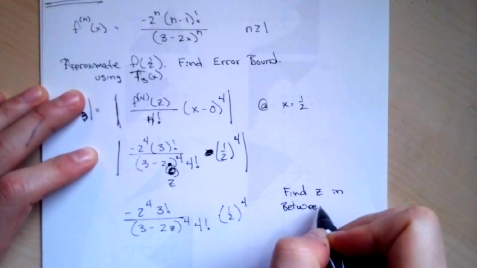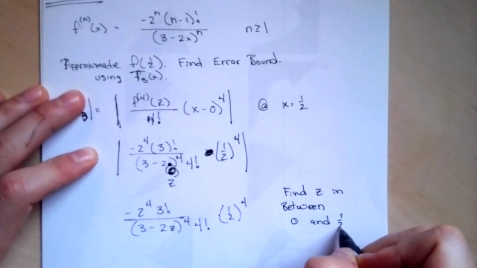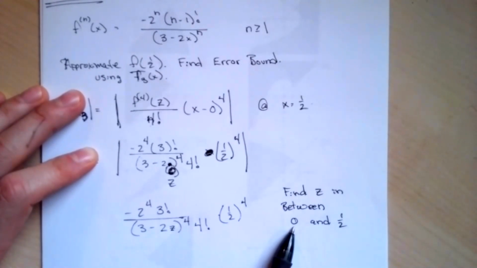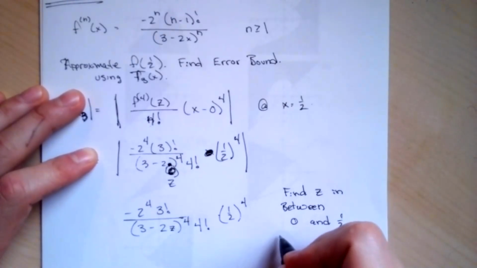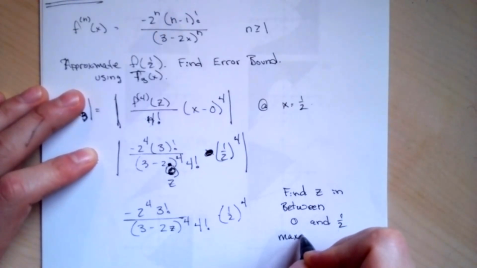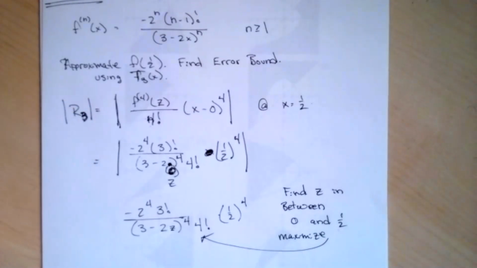in between 0 and 1/2. So it's always between the center of the Taylor series and whatever x value we chose. And we want to maximize that expression.